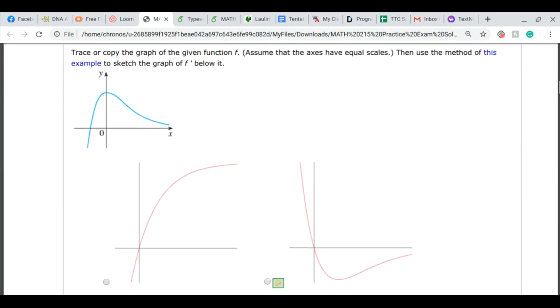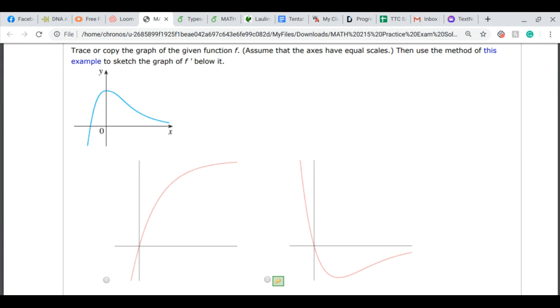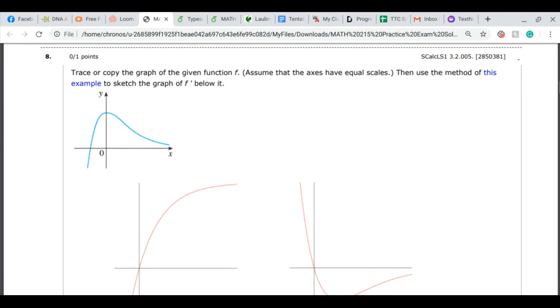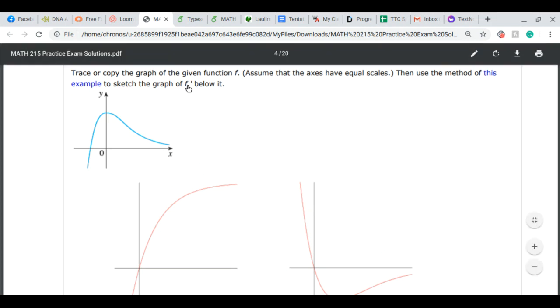Trace or copy the graph of a given function. Then use the method of this example to sketch the graph of f prime below. So here, if you notice, this is the original function. This function is in blue. You're asked to sketch the graph of f prime.